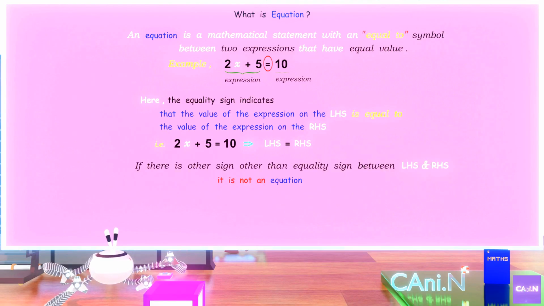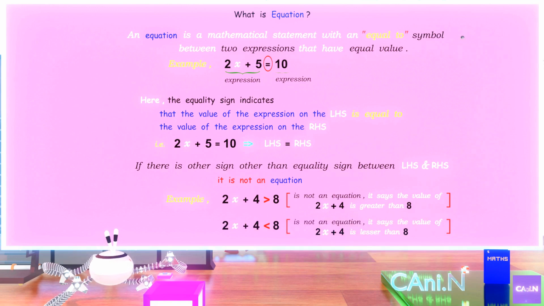Now, if there is a sign other than the equality sign between LHS and RHS, it is not an equation. Example. This is not an equation, it simply says the value of 2x plus 4 is greater than 8. This also is not an equation, it simply says the value of 2x plus 4 is lesser than 8.